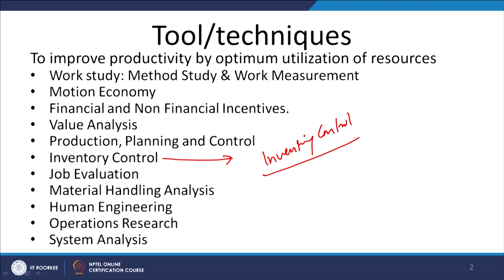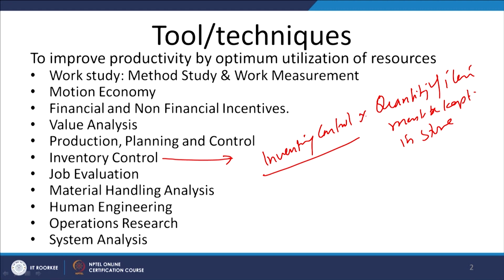it is an approach which is primarily applied to see what quantity of items must be kept in store. Whatever items we need for smooth production of goods and services, those items are available in sufficient quantity for a sufficient period, so that production can continue without any barrier or hindrance. So, what is that quantity which should be kept in store?